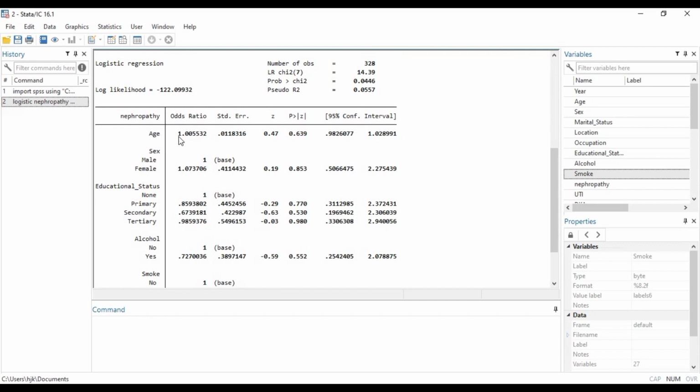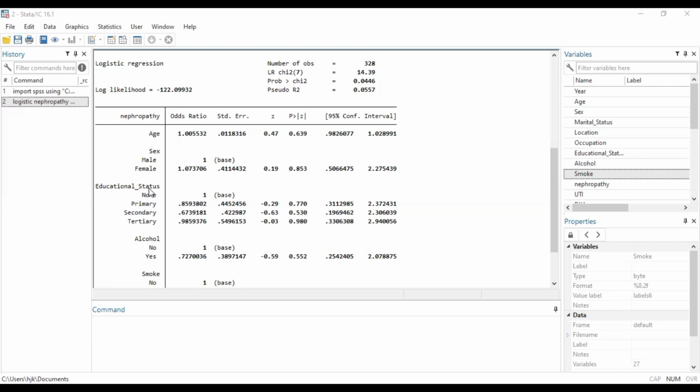So now for age, we'll say for every unit increase in age, there's a corresponding 1.005 increase in the likelihood of what? Getting nephropathy. So now when we go to the sex, we have male and female, and male is the reference group. So to interpret this odds ratio here, it means that there is a 7.37% increase in odds of getting nephropathy among females compared to males.